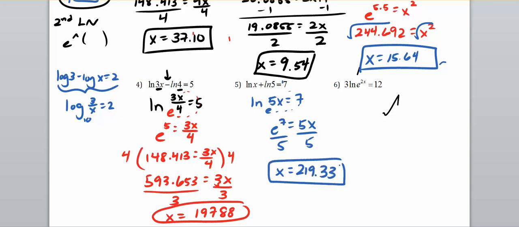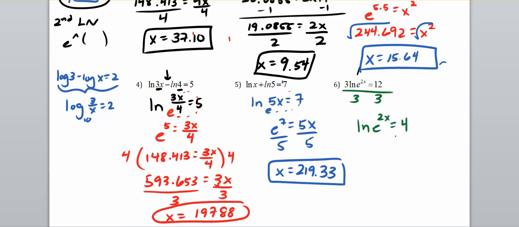All right? Okay, the last one looks crazy, but let's just go through and solve it, and you're going to see it's actually probably one of the easiest ones we're going to do. I have a 3 out front of my natural log. I always want a single log, so let's get rid of the 3 by dividing both sides by 3. So I have ln of e to the 2x equals 4.